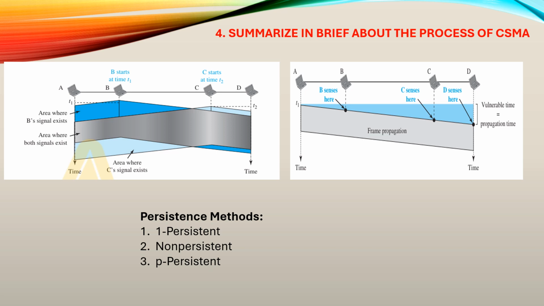The vulnerable time of CSMA is equal to the propagation time. In one-persistent, after the frame is sent, it waits for one particular time to see whether any other frame has been sent, to avoid collision. In non-persistent, it checks whether the complete slot is free, and only then is the frame sent. In p-persistent, it waits for double the time to check that no frame is sent. These are the three methods used in the process of CSMA.